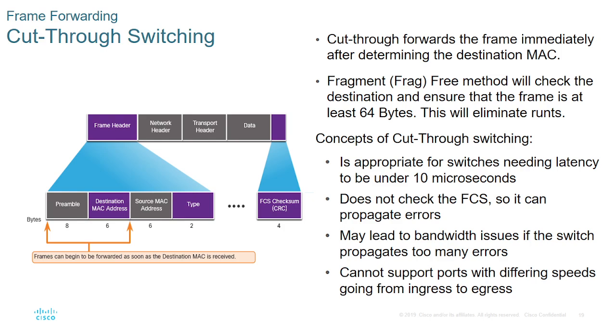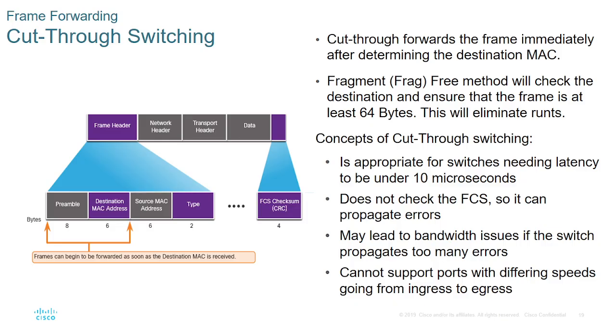Okay, so cut-through switching won't check for errors, meaning that it will forward packets that are invalid. It may also lead to bandwidth issues because the switch may be overwhelmed with so much traffic, of which most is invalid. But Cisco switches clean this up for you because they check every frame as it comes in for errors.